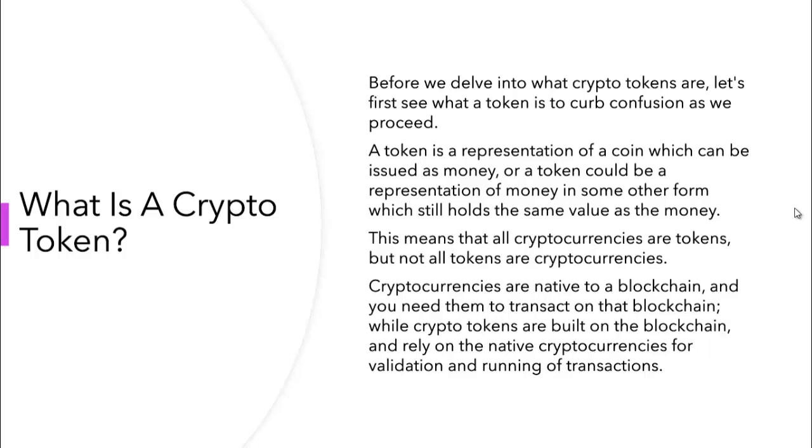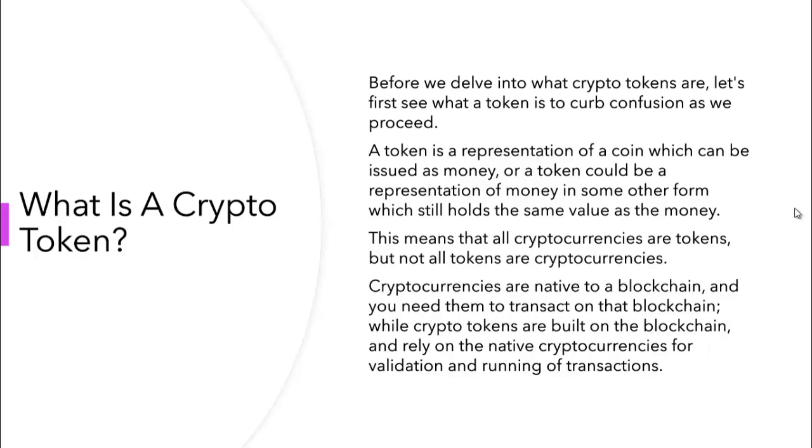What that statement means is that a token is a representation of money, which means you need money before you can get a token. You need money before you can get a token. You need a cryptocurrency. All cryptocurrencies are tokens because they can be issued as money, just like your tickets now. It can be issued as money, right? It holds the same value as money.